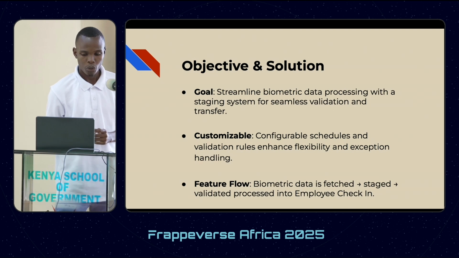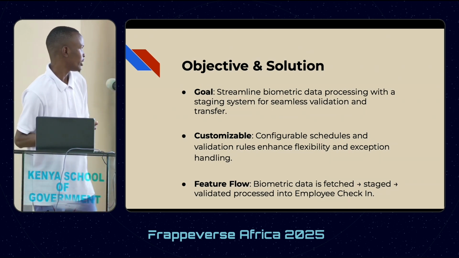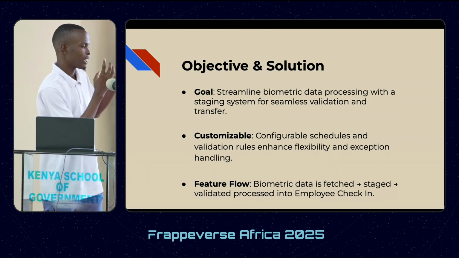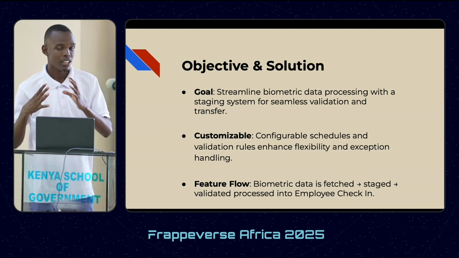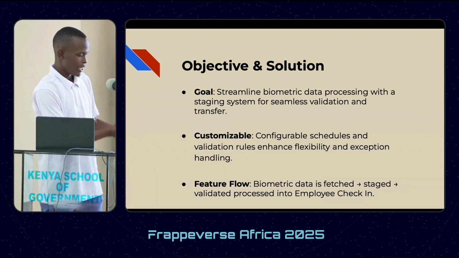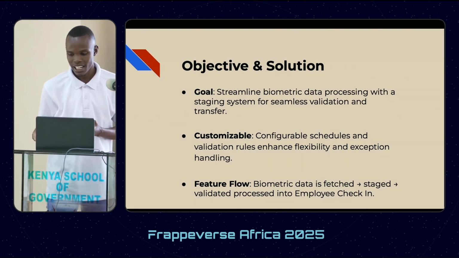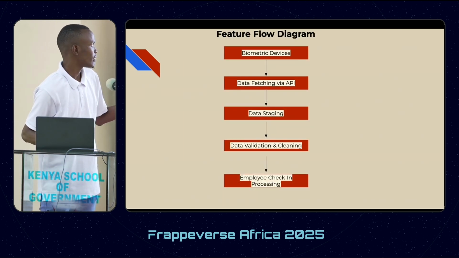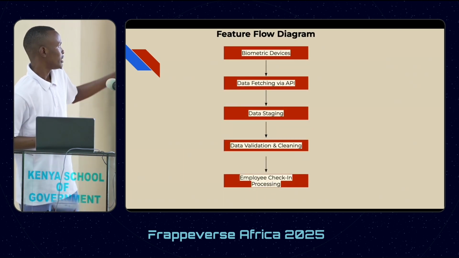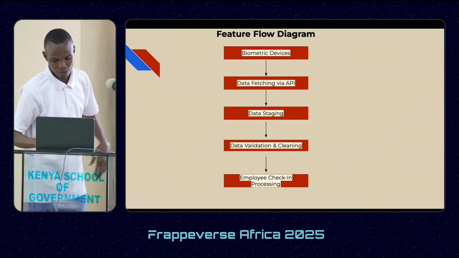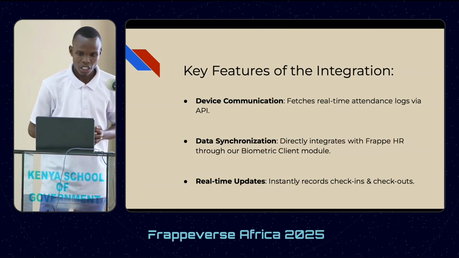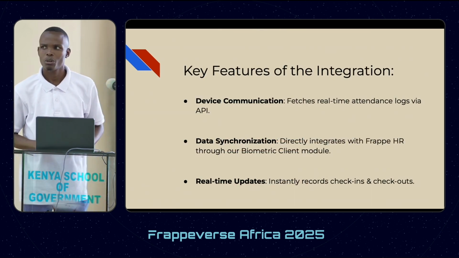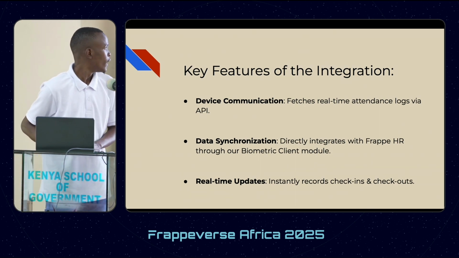And the flow is like this: your data is fetched from the biometric, then staged, the validation takes place, and then the data is linked to employee check-in. As you can see, this is just an example of the flow, how the data comes from the biometric up to the employee check-in.